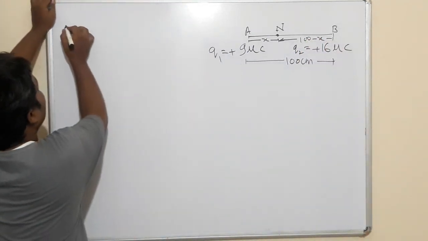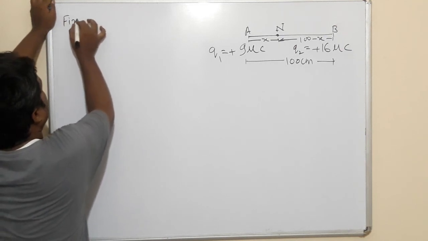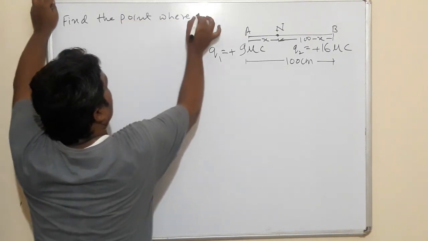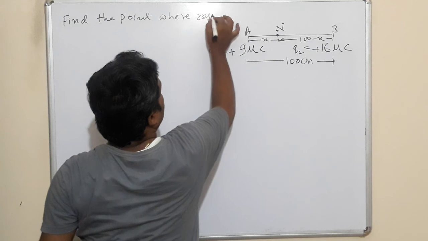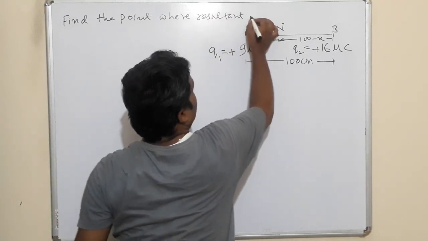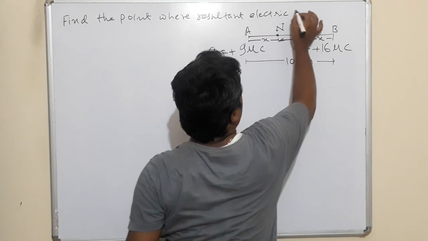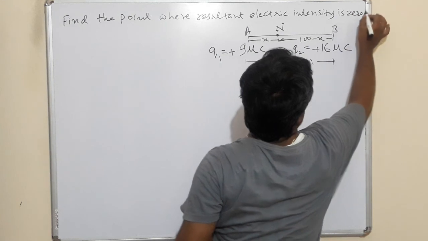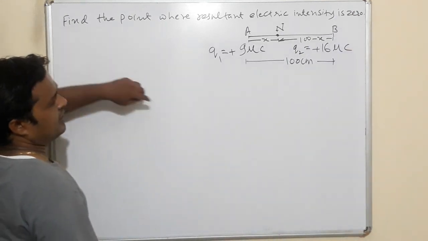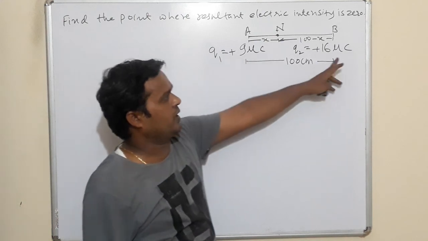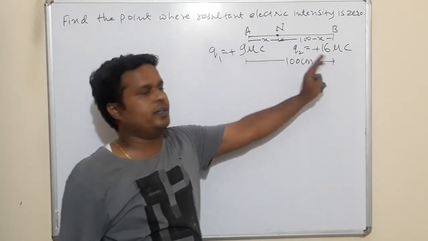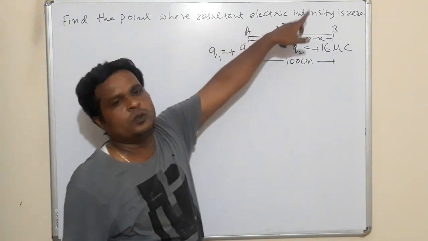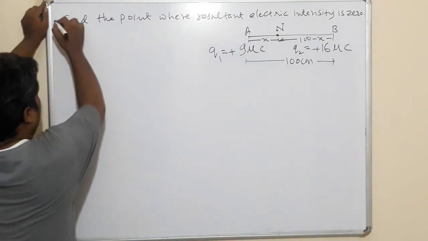Then, very simple calculation: find the point where the resultant electric intensity is 0. Simple question. They will say you have two charges of 9 microcoulomb and 16 microcoulombs, separated by a distance of 100 centimeter. Then find a point on the line joining the two charges where the net field is 0. Complete question you can have.